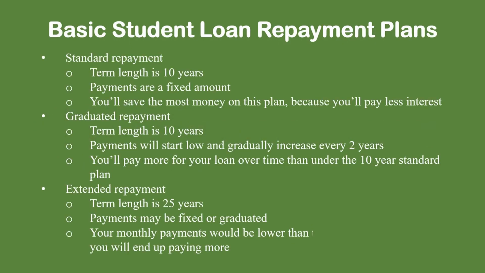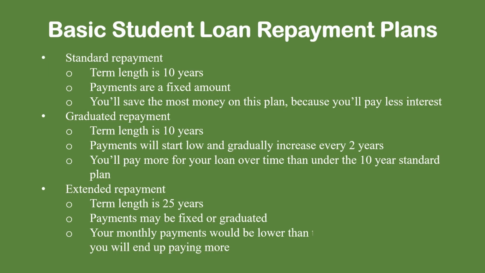Now we're going to discuss basic student loan repayment plans. The first is standard repayment. Now this is offered at a 10-year term. Payments are a fixed amount, and you'll save the most money on this plan because you'll pay less interest. The next is graduated repayment. This is also a 10-year term. Payments will start low and then gradually increase every 2 years. You'll end up paying more for your loan over time than under the 10-year standard plan.